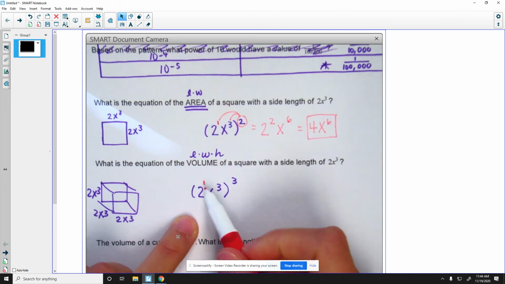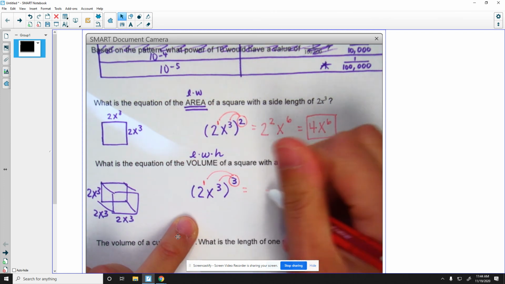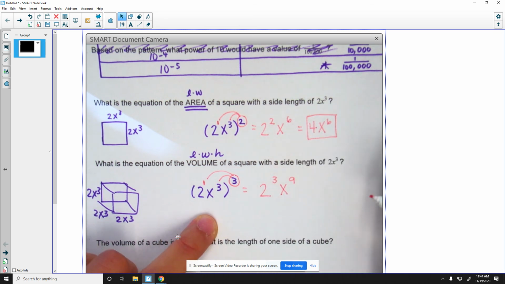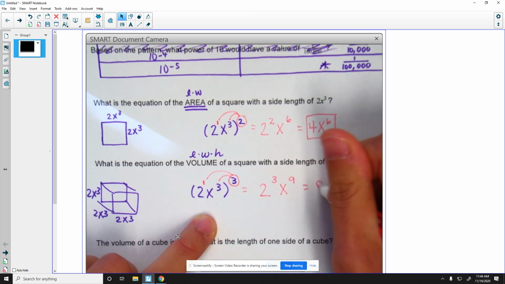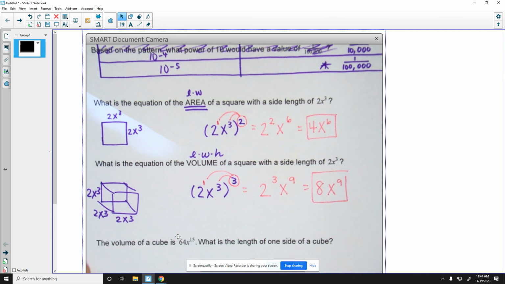We get 2 to the first, 1 as an exponent. Take the 3 and you distribute it. So I have 2 to the 1 times 3 is 3. X to 3 times 3 is 9. Well, I can say 2 to the third. That's an easy enough number to say, oh, that's just 8. So it's 8x to the 9.